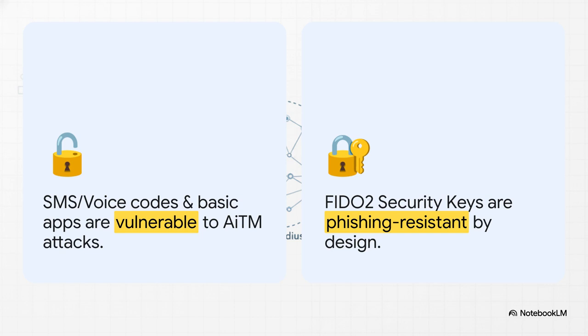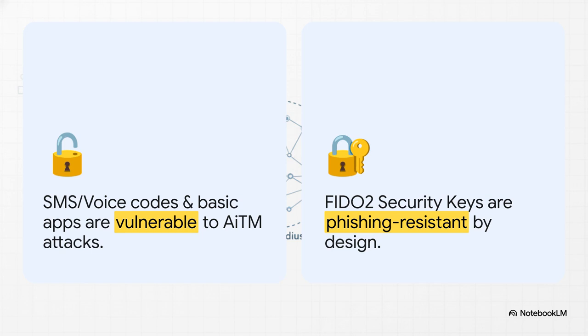Why are they flimsy? Well, SMS is notoriously vulnerable to SIM swap attacks, and basic apps easily fall prey to adversary-in-the-middle attacks. That's where a user gets tricked into typing their credentials into a fake proxy login page, and the attacker just captures the session cookie in real time. Boom, they're in.